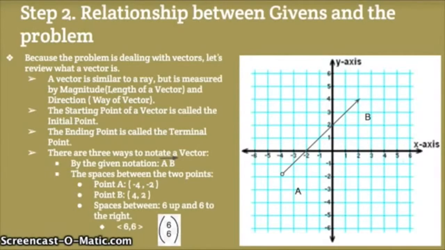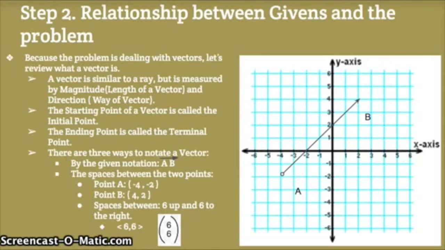Our second step is to set the relationship between the givens and the problem. Because the problem is dealing with vectors, let's review what a vector is. A vector is similar to an arrow. They both look the same, but a vector is measured by magnitude, the length of a vector, and direction, the way of a vector. The starting point of a vector is called the initial point, indicated by a dot, and the ending point is called the terminal point, indicated by an arrow head.